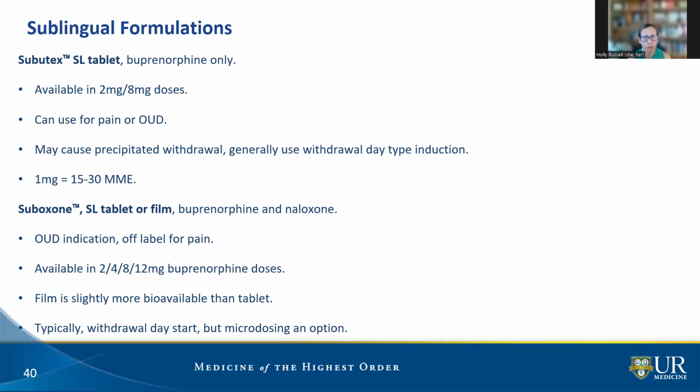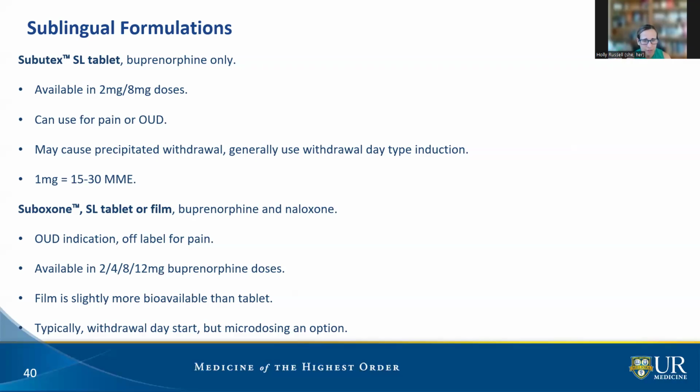You do have to do the withdrawal day induction or the microdose low dose induction. And this again is a rough estimate of the conversion factor. The film or tablet of the combination of buprenorphine and naloxone has only an opioid use disorder indication and is off-label for pain. It's okay to prescribe it for that. We write a lot of things that are off-label. It's available in 2, 4, 8, and 12 milligram buprenorphine dosing.